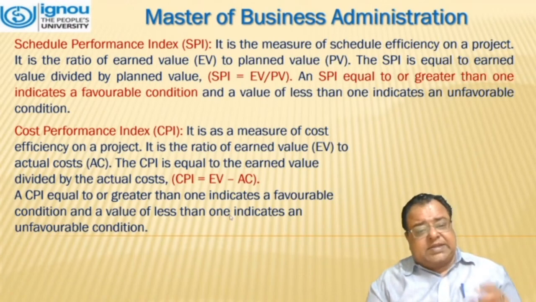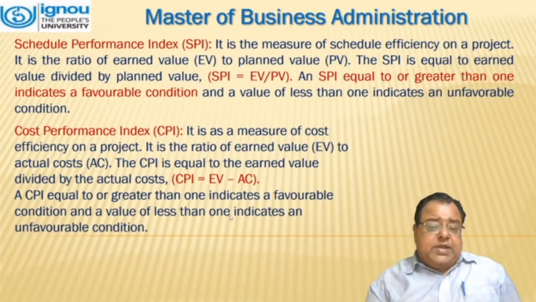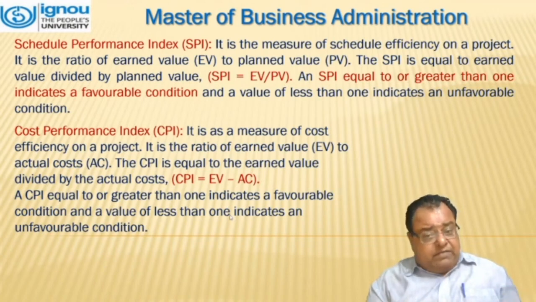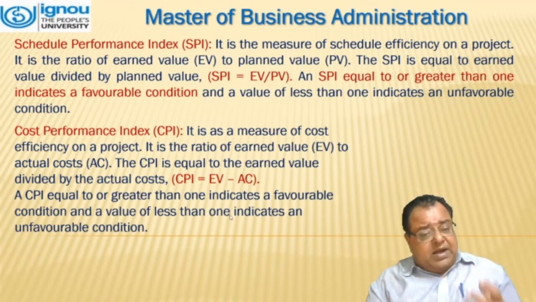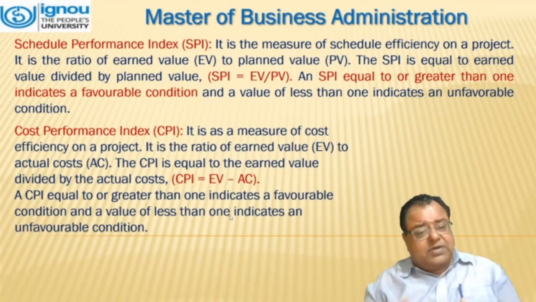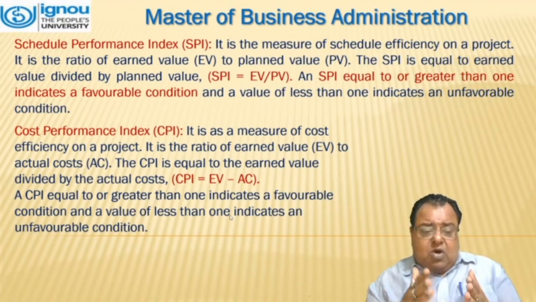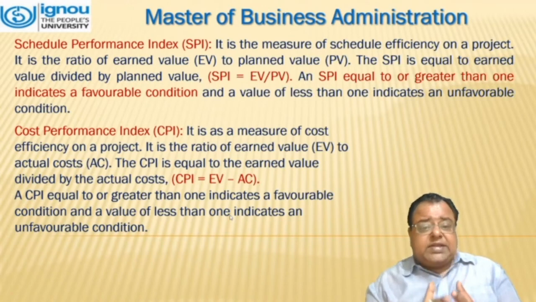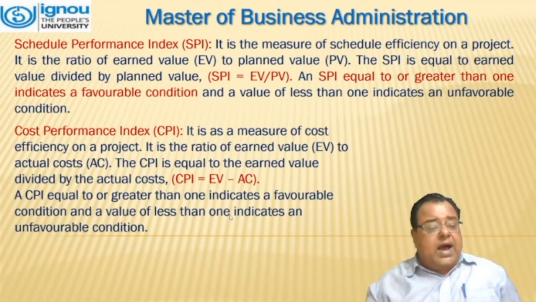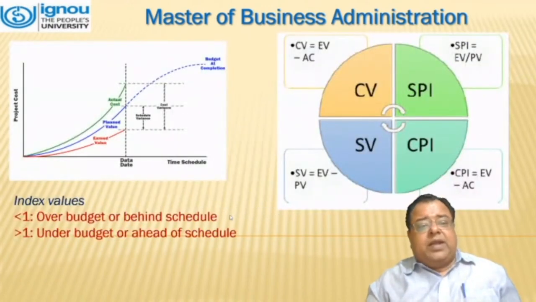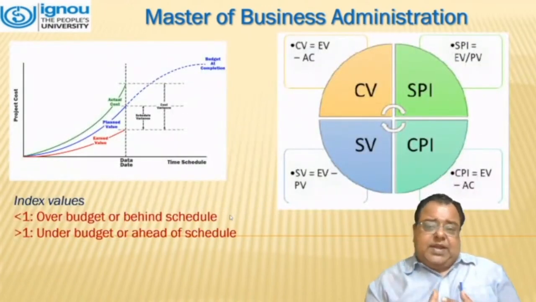Cost performance index, CPI, is a measure of cost efficiency on a project. It is the ratio of earned value to actual cost. The CPI is equal to the earned value divided by the actual cost. A CPI equal to or greater than 1 indicates a favorable condition and a value less than 1 indicates an unfavorable condition. This is basically how it is related.